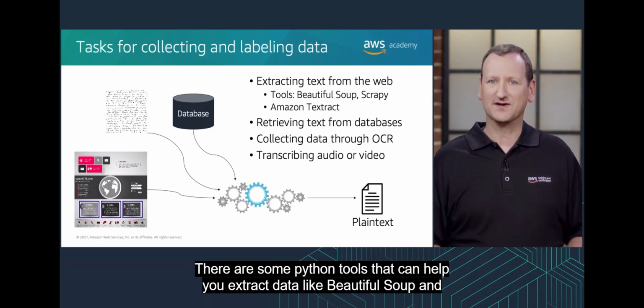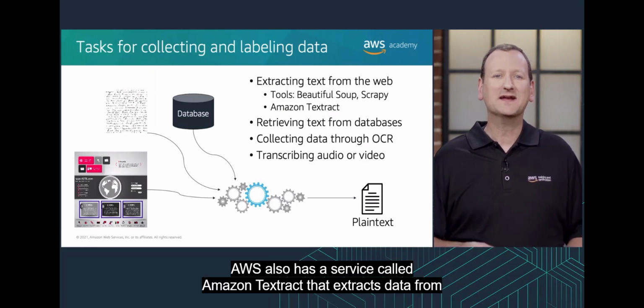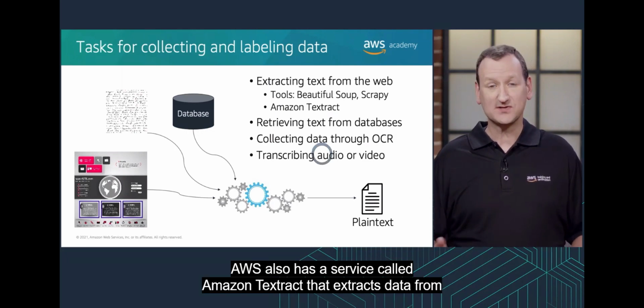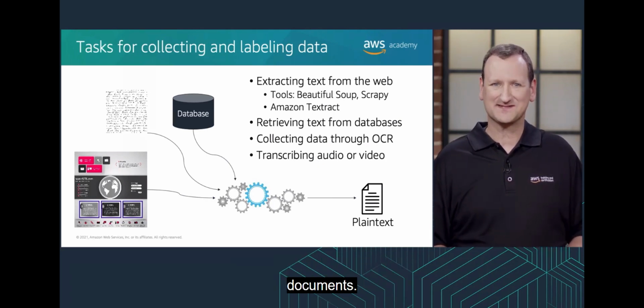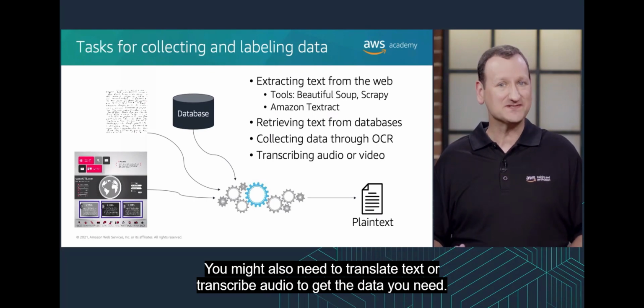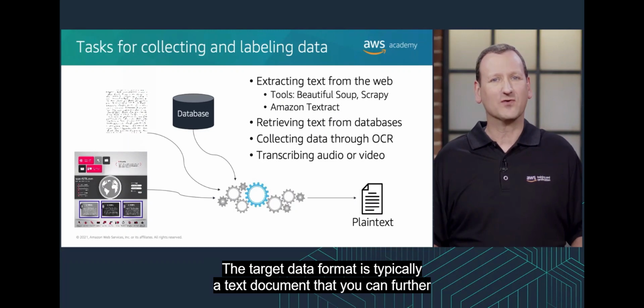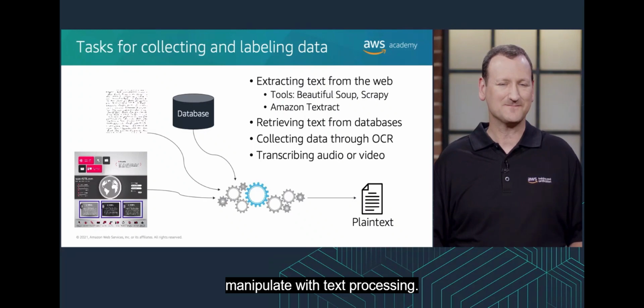There are some Python tools that can help you extract data, like Beautiful Soup and Scrapy. AWS also has a service called Amazon Textract that extracts data from documents. You might also need to translate text or transcribe audio to get the data you need. The target data format is typically a text document that you can further manipulate with text processing.